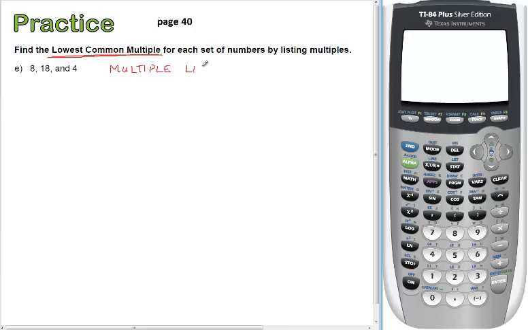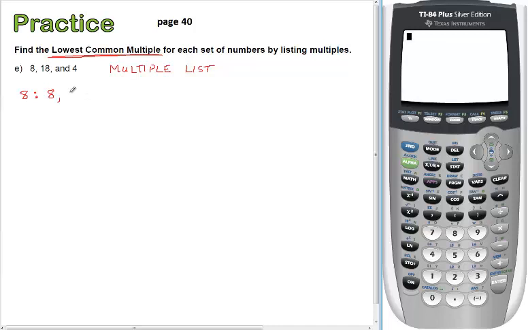Now, what is a multiple? A multiple is a number that another number can divide into evenly. For example, if I take the first number, which is 8, what is the first multiple of 8? What's the first number that 8 can divide into evenly? It is, of course, itself. So a multiple list always starts with itself. In other words, 8 is a multiple of 8. 8 times 1 is 8.